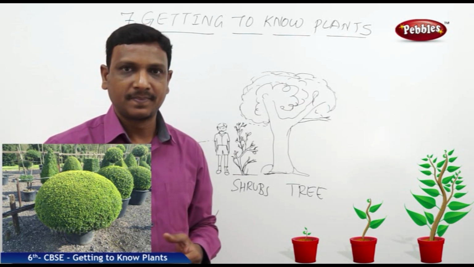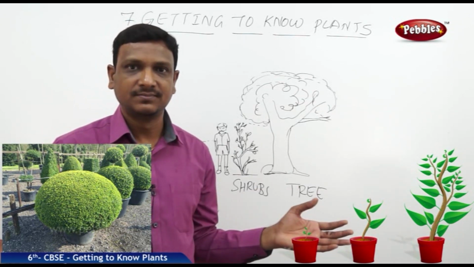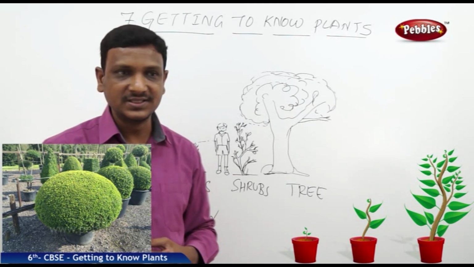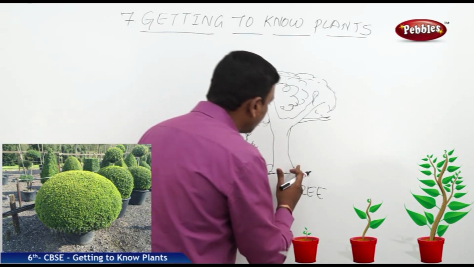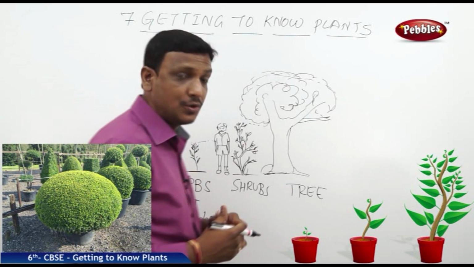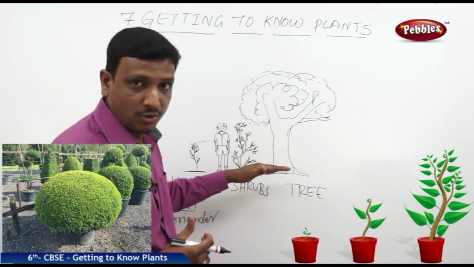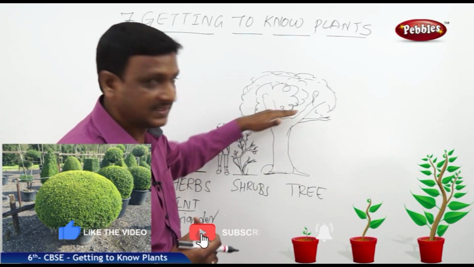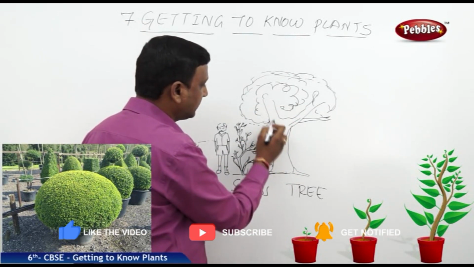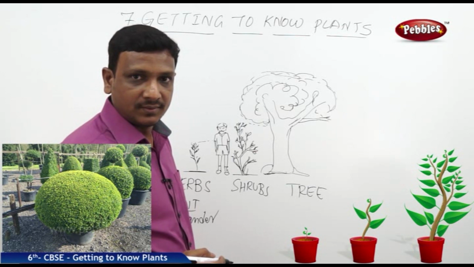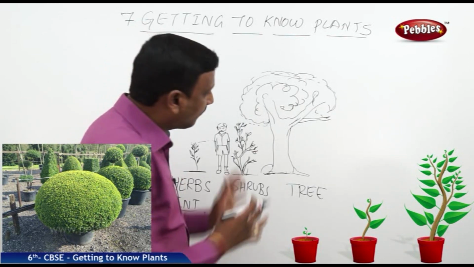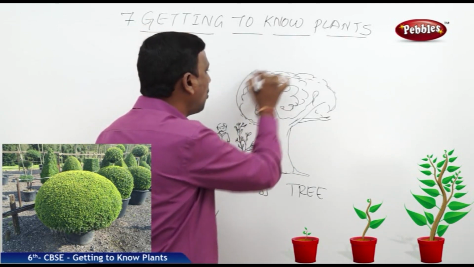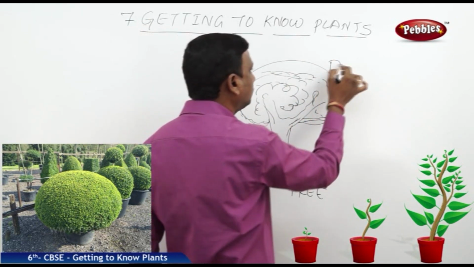And mostly in our tropical climate, we have trees with a strong trunk, no branching at the bottom. You don't find the branches at the bottom of the stem. Only after reaching a certain height you can find the branching. Right? So, from these branches, so many leaves arise and it forms a dome shape. Dome.